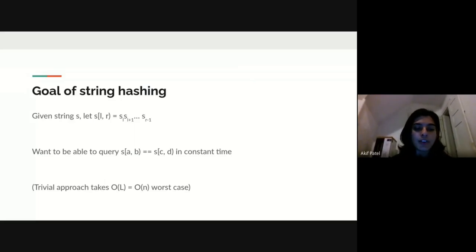So the naive approach of just checking all the characters one by one would take O(n) time at worst case, right? The length of the substring. The question is, can we do some sort of pre-computation to make the queries faster?